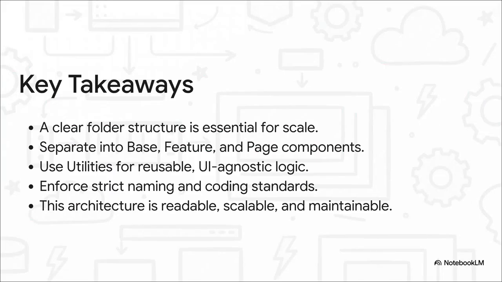So let's wrap this up with the most important takeaways. A clear folder structure is not a nice-to-have. It is absolutely essential for any project that needs to scale. Separating your components into base, feature, and page types creates so much clarity. Using utilities for shared logic keeps your code clean, and when you enforce strict standards, the result is an application that's actually a pleasure to work on. It's readable, it's scalable, and it's truly maintainable.